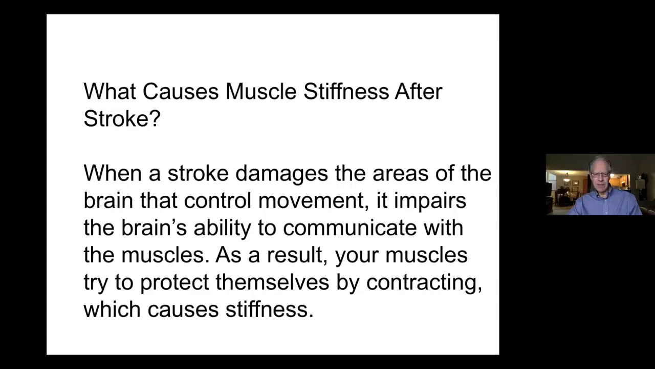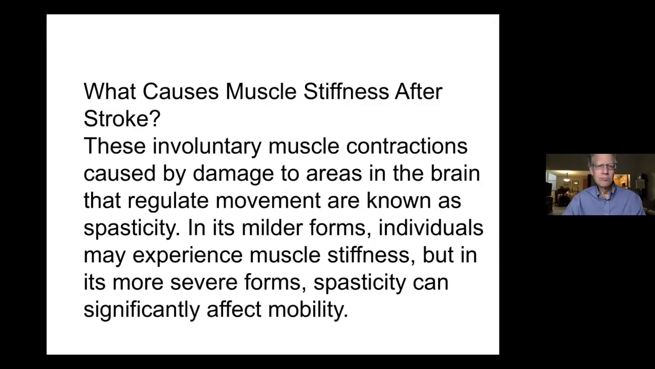And because of damage to the cerebral cortex or the descending axons, and I know I haven't talked about the structure of a neuron or the components of a neuron, although I could in another talk, this affects your muscles' ability to protect themselves. So involuntary muscle contractions caused by damage to the brain are known as spasticity. In its milder forms, you may experience muscle stiffness, but in more severe forms, you may be unable to move. It may affect your mobility.